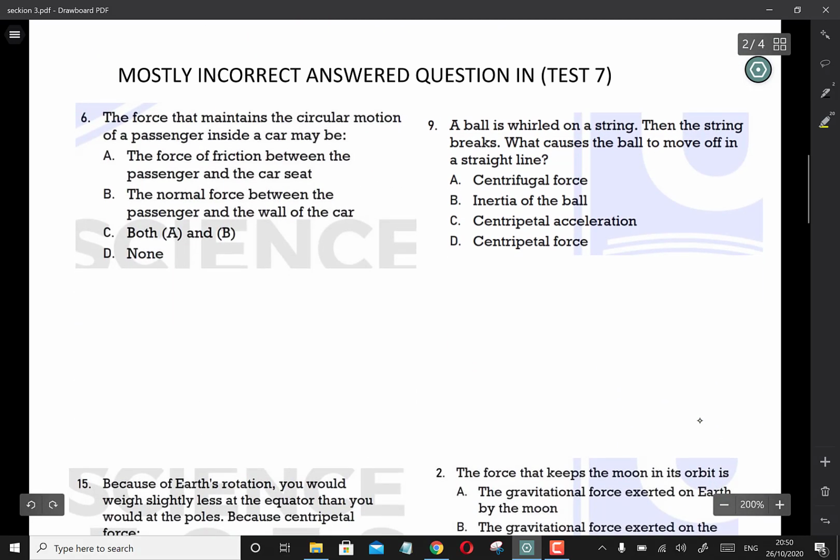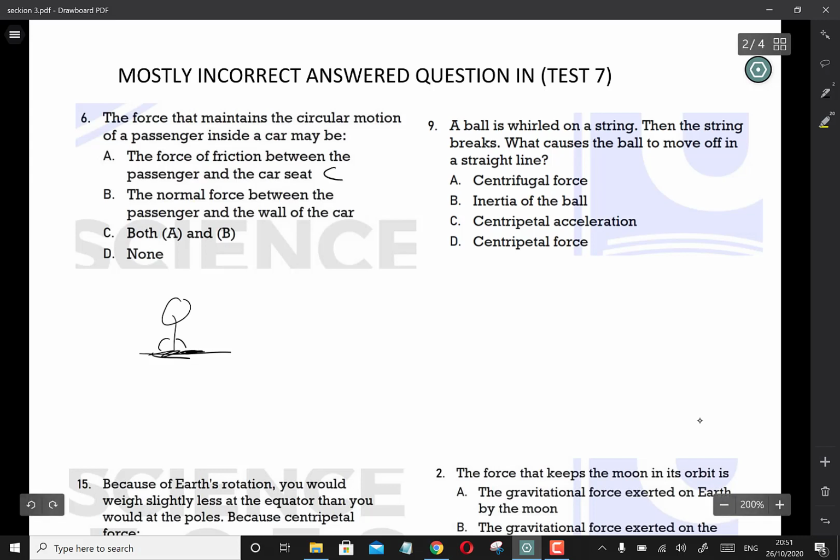And question, test number 7. Question number 6 is one of the mostly incorrectly answered questions. The force that maintains circular motion of the passenger inside the car. So the passenger is in contact with the seat of the car. Let me draw the case. The seat is something like this. So the passenger is on this seat. So of course there is the friction force between the seat and the passenger. It will keep the passenger on the circular path.